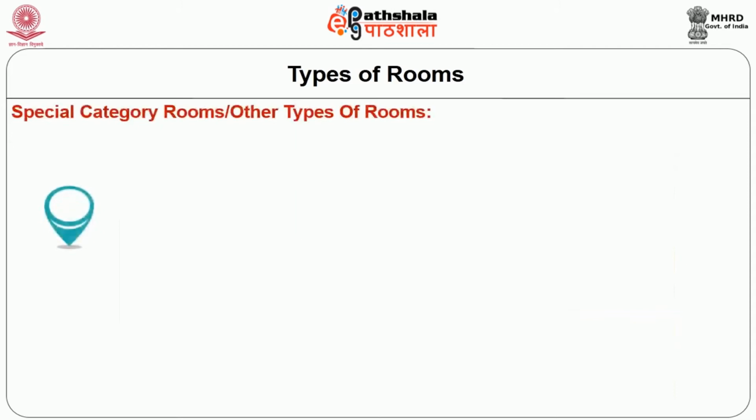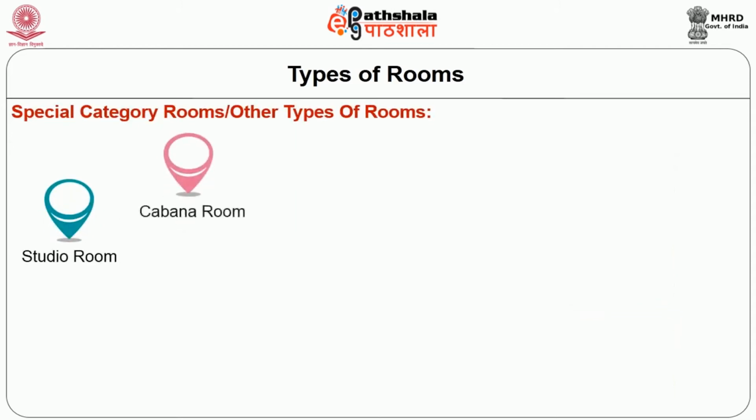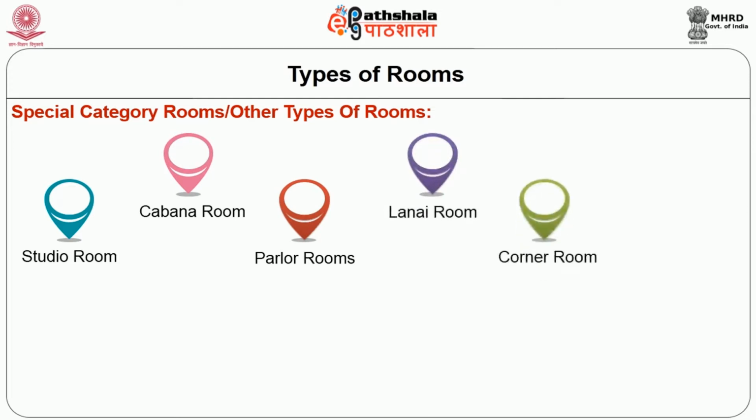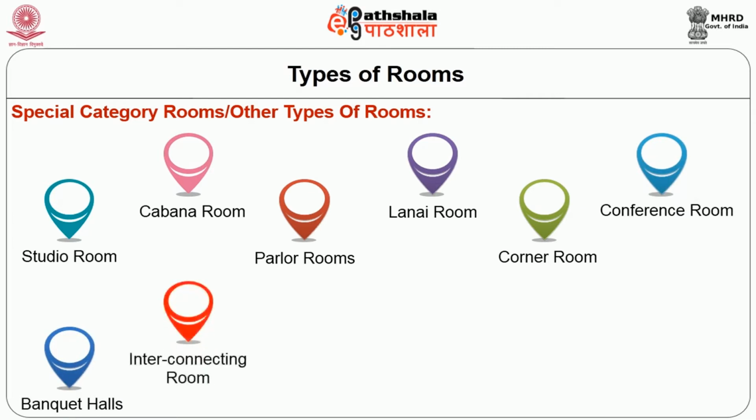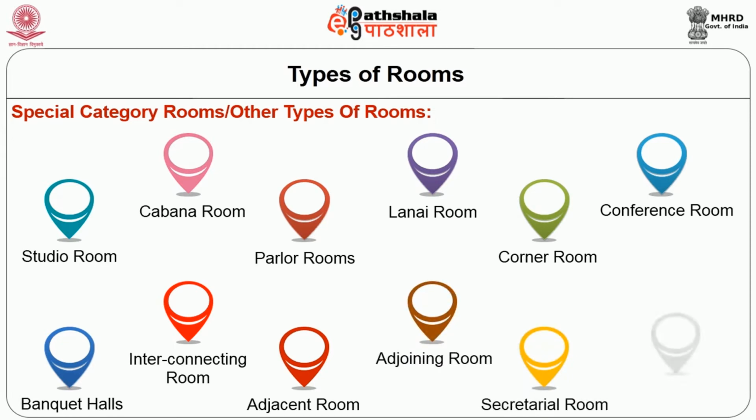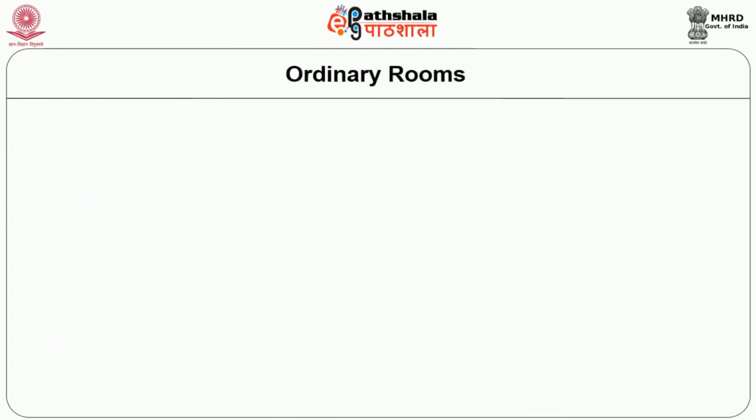The third category, special rooms and other types of rooms, comprises the studio rooms, the cabana rooms, the parlor rooms, the lanai rooms, corner rooms, conference rooms, the banquet halls, the interconnecting rooms, adjacent rooms, adjoining rooms, secretarial rooms, which are usually used for business purposes, and the efficiency rooms. So there are a number of options available for the room status of the guests. Now we will quickly see in detail the different types of room status available.